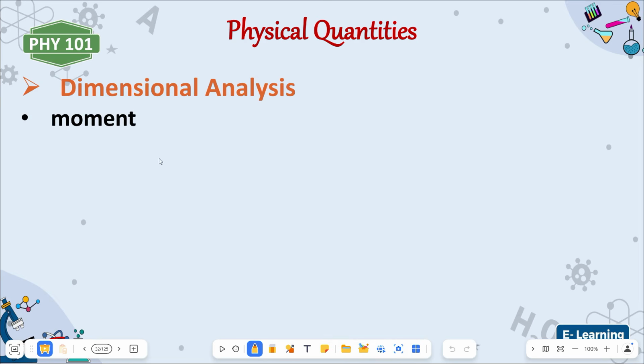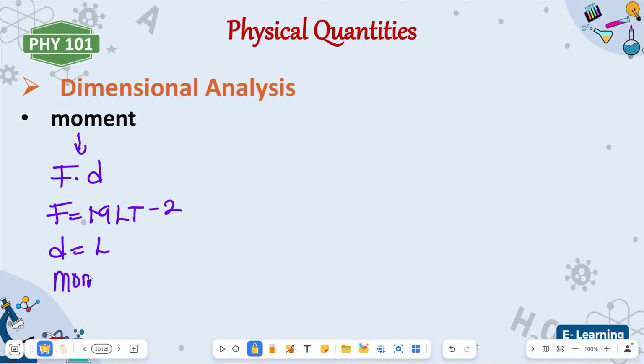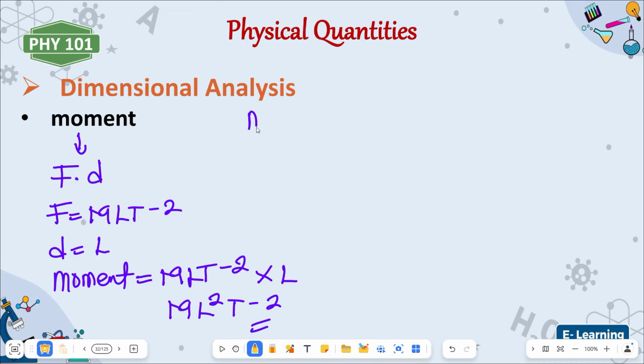The next one is moment. What did we say moment is the other time? We say moment is force times distance, also perpendicular distance. All right? The dimension for force is MLT minus 2. Dimension for distance is L. So that our moment would be equal to what, my dear students? M L T minus 2 times L. L times L will give us L squared. So this gives us ML squared T minus 2. And that is the answer to that question.